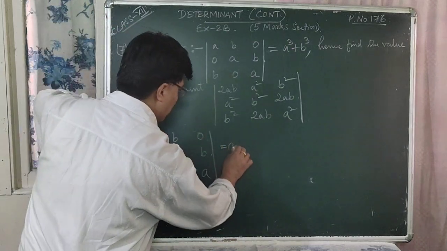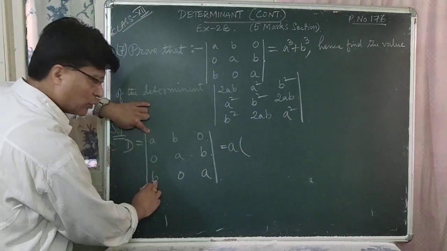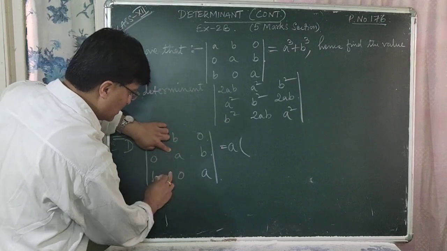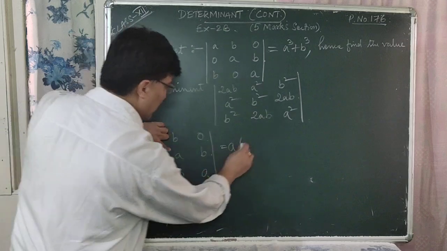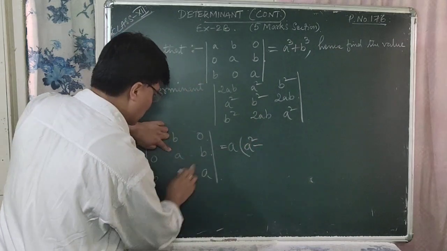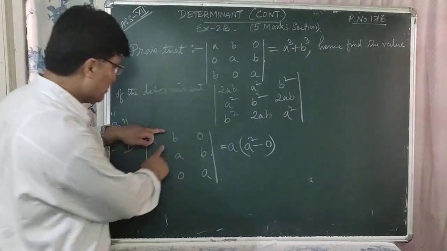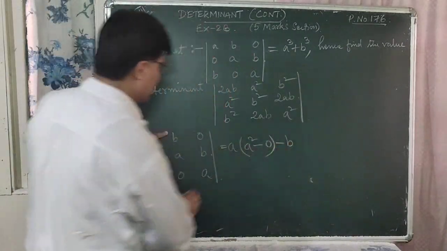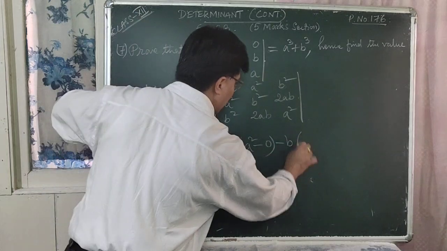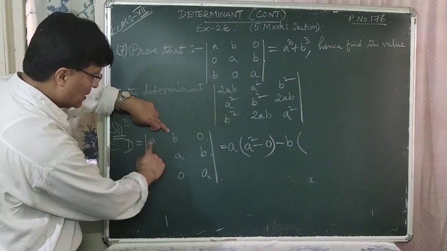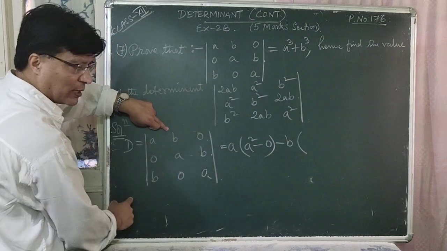First A. Now delete the row and the column through the element. That is, first row and first column are deleted. What remains? A, B, 0, A. Now cross multiply. A into A square minus 0 into B is 0. Right? Then comes minus B. Minus sign, then B. Within bracket, what will be there within bracket? Delete the row and the column through the element B. That is, first row and second column are deleted.